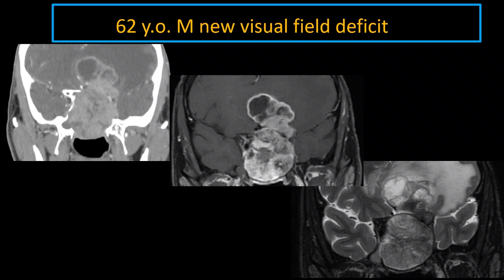In this 62-year-old who presented with new visual field deficits, we can see in this case there is a large mass centered within the sphenoid sinus with extensive bony erosive changes resulting in intracranial extension, complete obliteration of the adenohypophysis and of the overlying optic chiasm. We can see there's marked mass effect with vasogenic edema involving the overlying brain parenchyma.